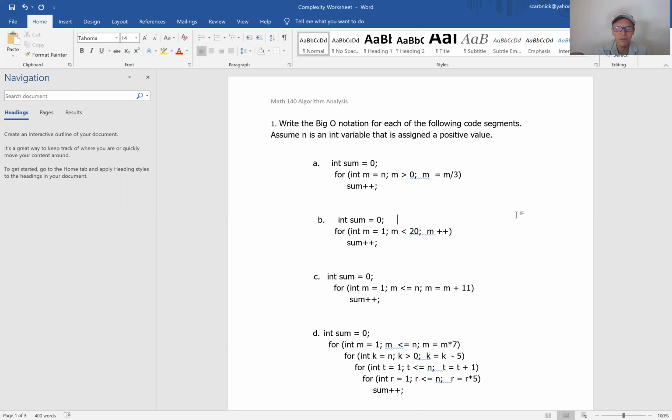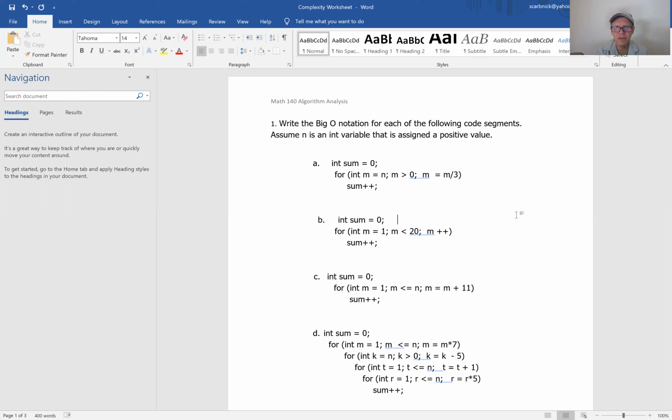Given that fact, all we have to do is look at the counter variable. How's the counter variable changing? Is it a geometric sequence or arithmetic? Geometric means that the counter variable is either being multiplied or divided by a constant. Dividing is the same as multiplying, like multiplying by 1/3. And arithmetic would mean that we're adding or subtracting a constant.